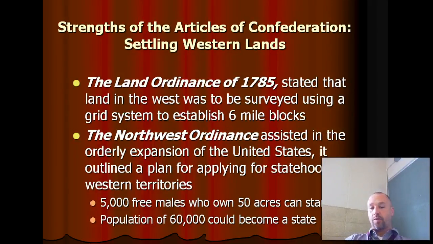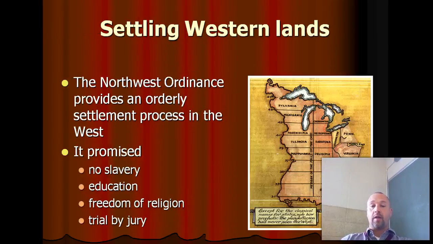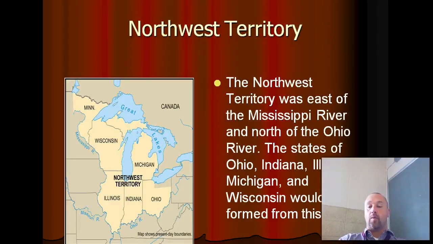So the Northwest Ordinance, we'll talk about that, is going to help us expand. It outlines a plan for applying for statehood to Western territories. 5,000 free males who own 50 acres could start up a government, and if a population of 60,000 people is in place, then they can eventually become a state. And some of the benefits of this new land in the North: no slavery was allowed. It promised education, freedom of religion, trial by jury, and it sets up an orderly process in the West.